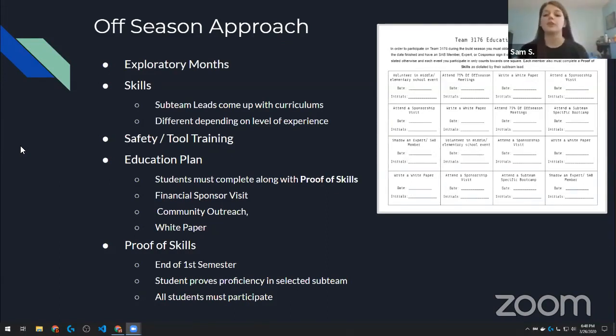These different curriculums are what we use, and they're very basic for those first couple of months, so that students who don't really know, or who are going back and forth across a couple of subteams, can figure out which subteam they think is their best fit. We have a lot of students that will start off in design and two weeks later are having a blast in programming, or vice versa, or whatever subteam they find interesting to them.